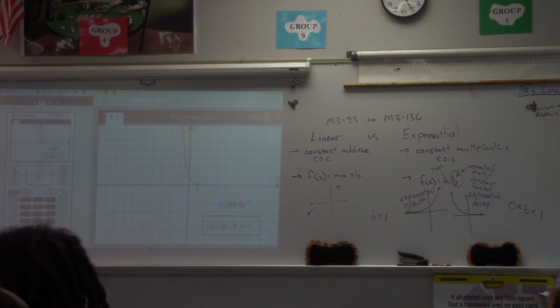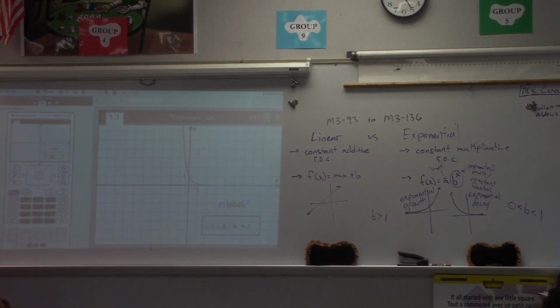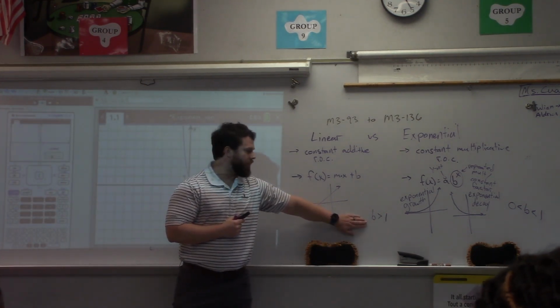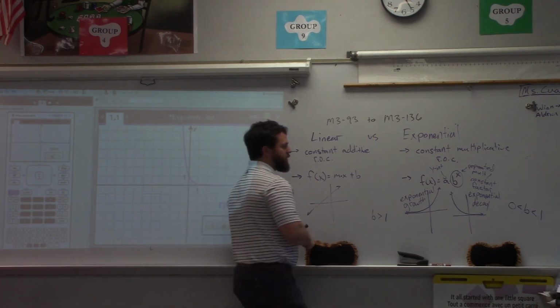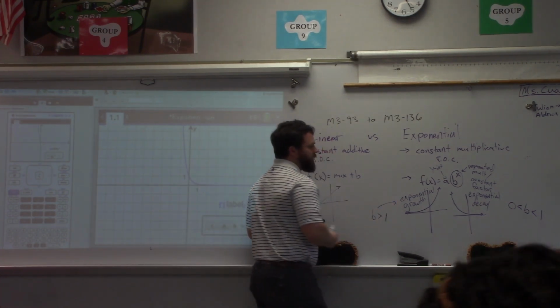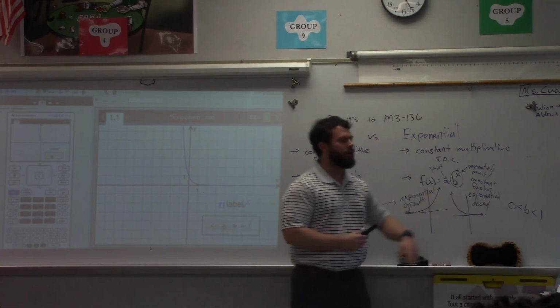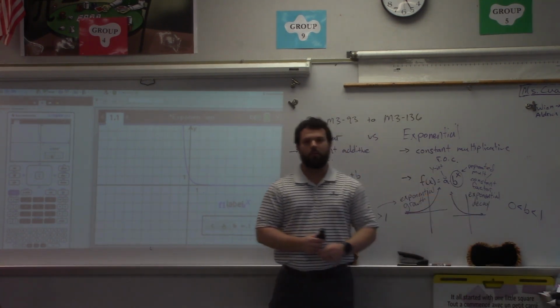And I'll put this in the first box. Wait, say that one more time. The exponential growth is when the base is greater than 1, right? If I multiply by something bigger than 1, it's going to exponentially grow. If the base, the constant factor, is between 0 and 1, it's going to decay.